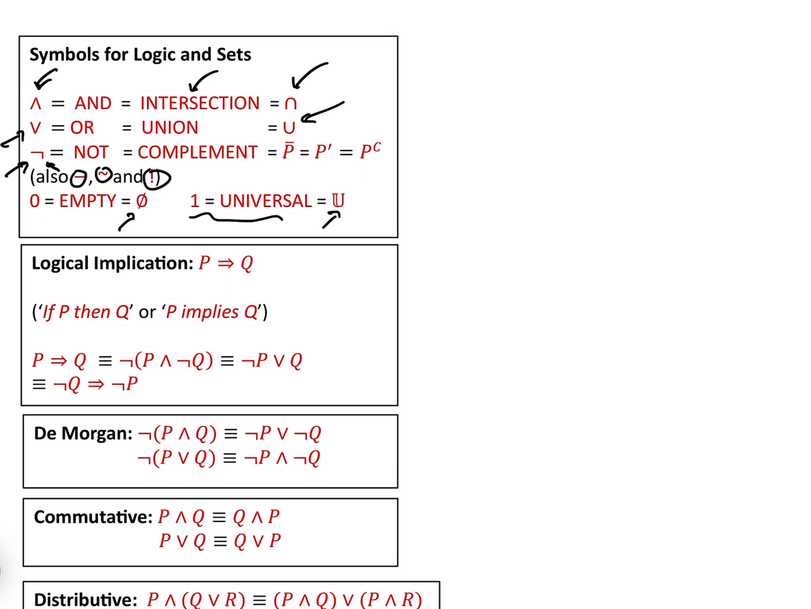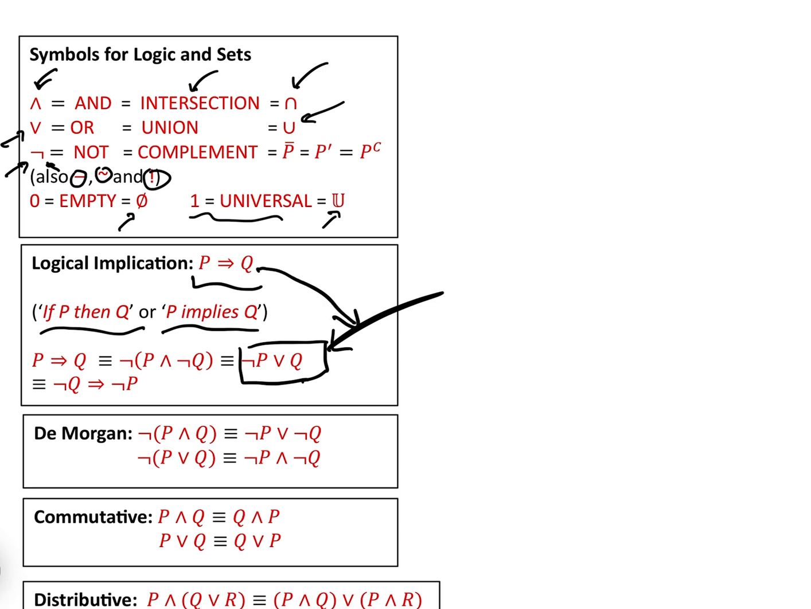Okay, now maybe some people haven't seen this logical implication. P implies Q is read as if P then Q, or P implies Q. Basically what that means in logic form is NOT P or Q, and this is the one which we will use, converting P implies Q to that one.